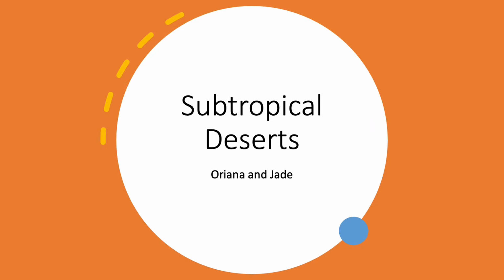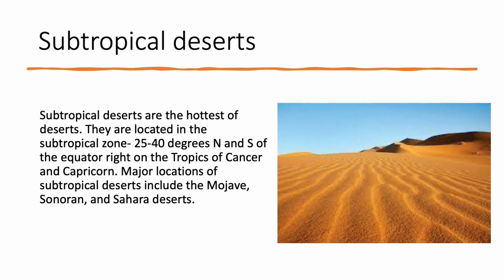Subtropical deserts. Subtropical deserts are the hottest of deserts. They are located in the subtropical zone, 25 to 40 degrees north and south of the equator, right on the tropics of Cancer and Capricorn. Major subtropical deserts include the Mojave, Sonoran, and Sahara Desert.